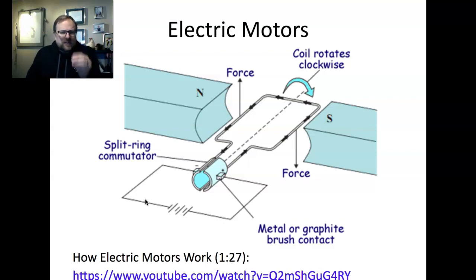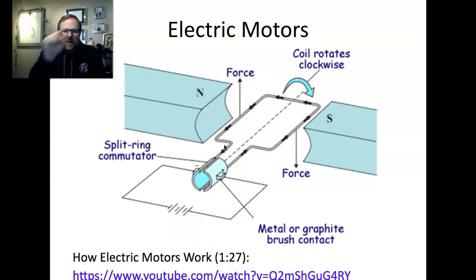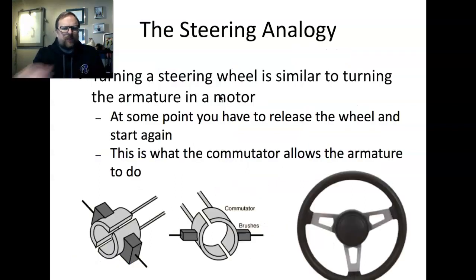What I want you to walk away from all of this, okay, is that an electric motor takes electrical energy that comes from our power source as it flows through the coil, and it generates a magnetic field which interacts with another magnetic field. And what it does is it takes that electrical energy and turns it into mechanical energy. Mechanical energy can do work for us. Okay, does that make sense? Okay, so pause if you need to, and I'm going to move on.